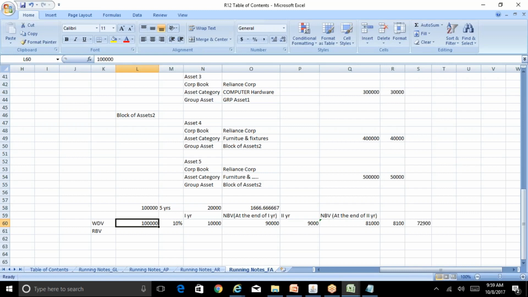Yes, Arvind, just to understand, in a particular organization, can I have both these methods for a single corporate book, or can I maintain multiple corporate books under the same organization?